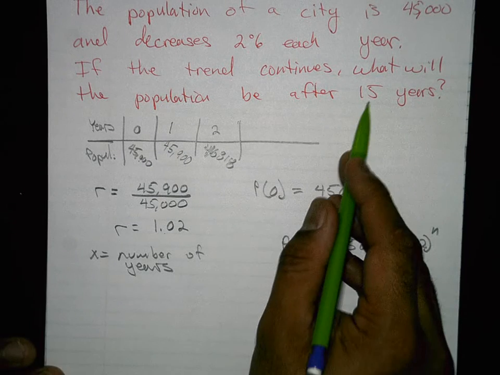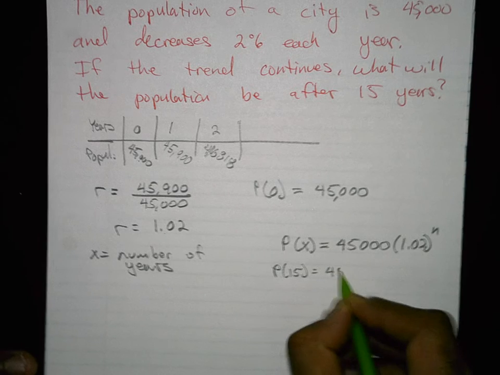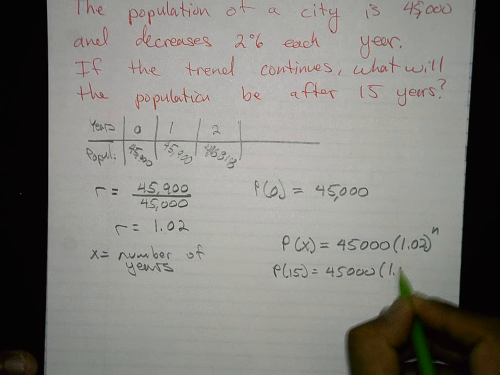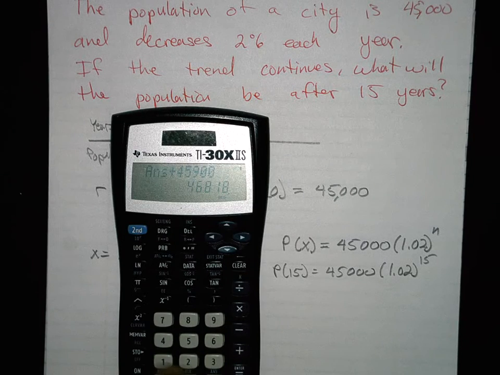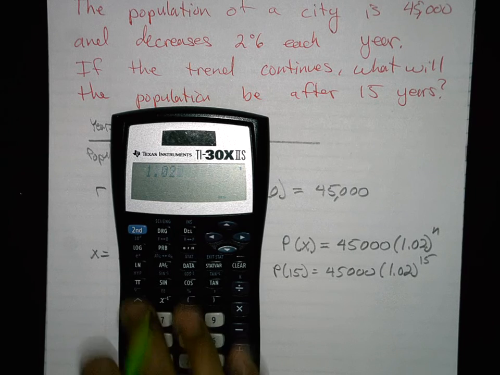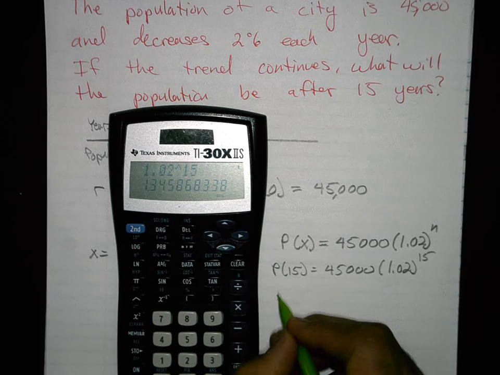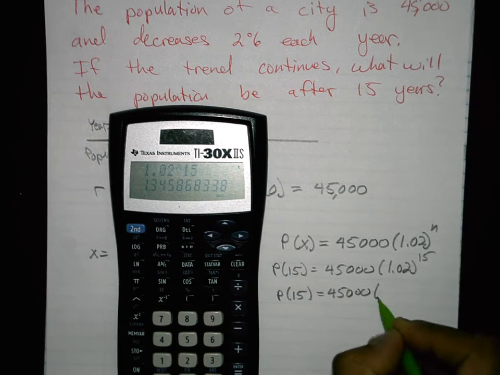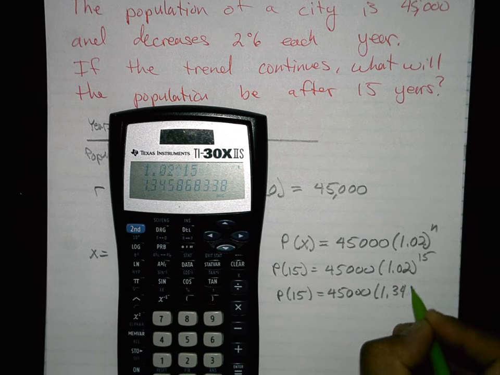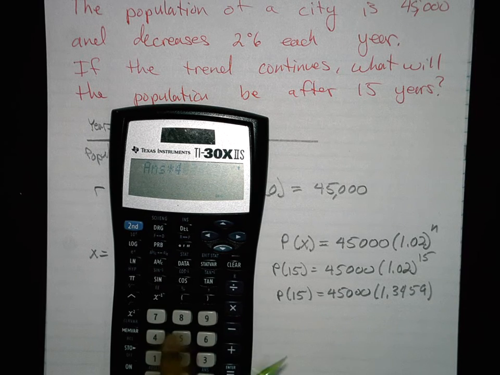So I want to know the population in 15 years. So I'm going to do P of 15. I'll use the calculator here. 1.02 to the 15th is that number right there, 1.3459 if I round it. I'm going to leave that in my calculator and multiply that times the 45,000.